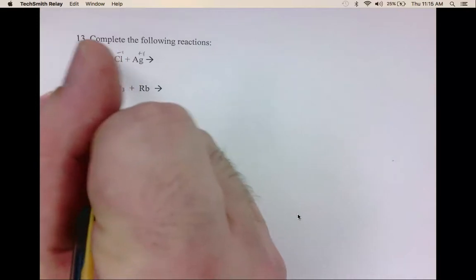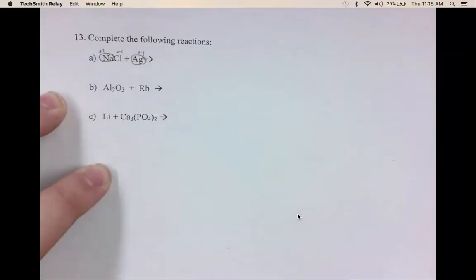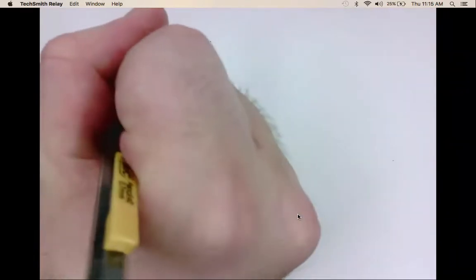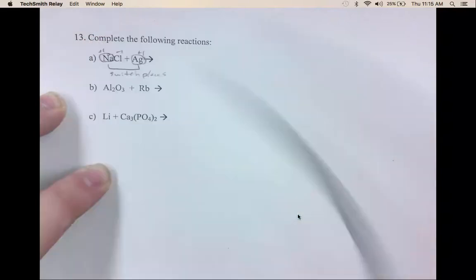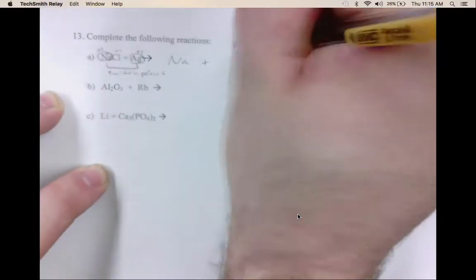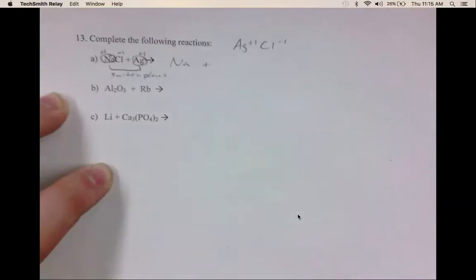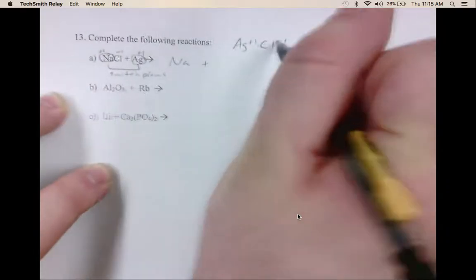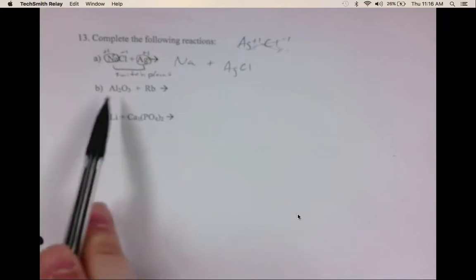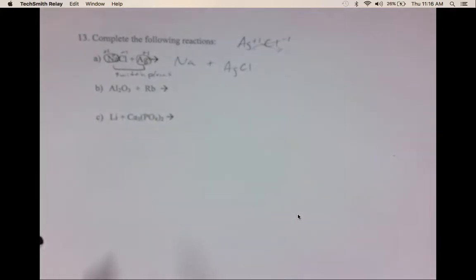So we identify the positive ones. Sodium and silver are the two positive ions. Remember, they are going to switch places. So then we know that sodium is going to be alone, and that we're going to form an ion with silver with a positive 1 charge and chlorine with a negative 1 charge. And now we crisscross. Remember, when we crisscross, the ones come down, so that just becomes AgCl. So when you do B and C, do the same thing. Identify which ions are going to trade places, and then when they trade places, remember to crisscross.